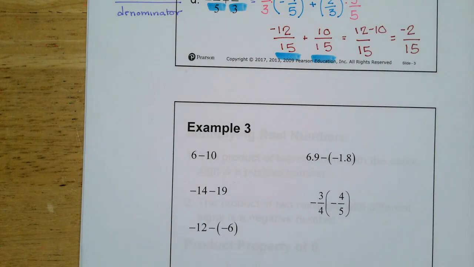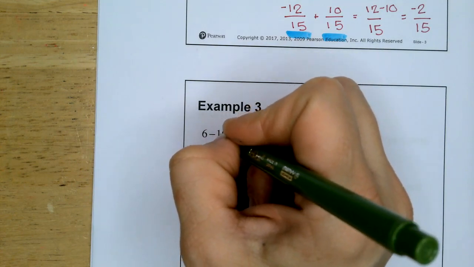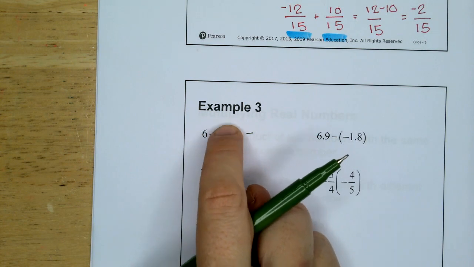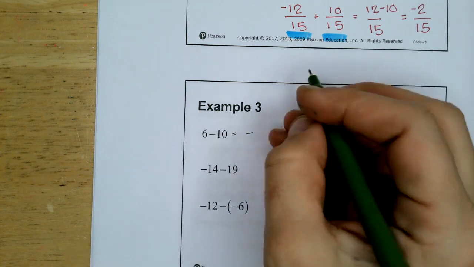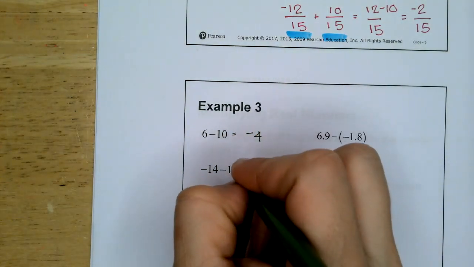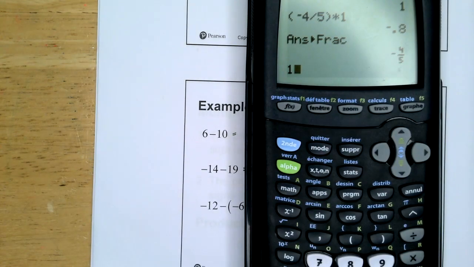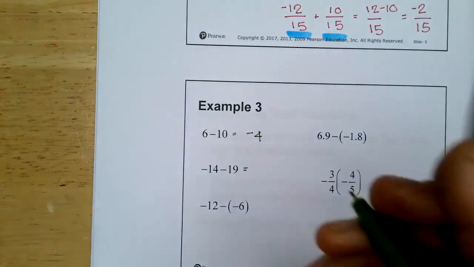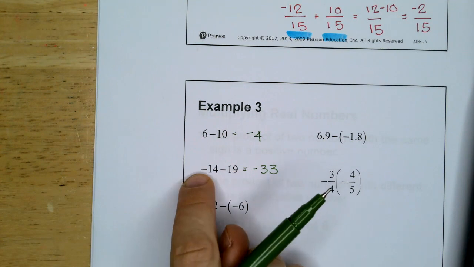Here, we're still just combining. 6 minus 10, you can look at that as 6 plus a -10. So the bigger number is the 10, it's a negative, so I know my answer is going to be negative. 10 minus 6 is 4, so it's a -4. -14 minus 19, that's the same sign, so I can just add 14 and 19. It's a 33, and I'm going to call it a -33 because the common sign was negative.